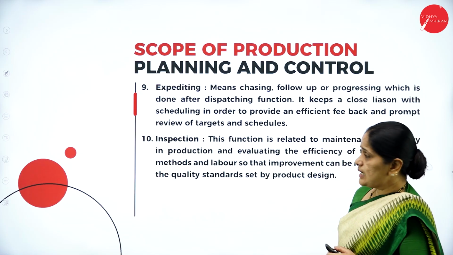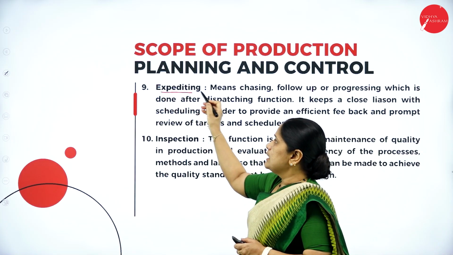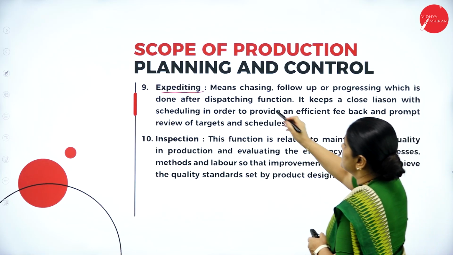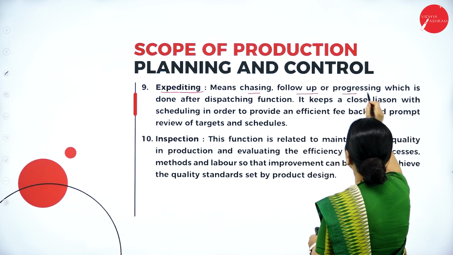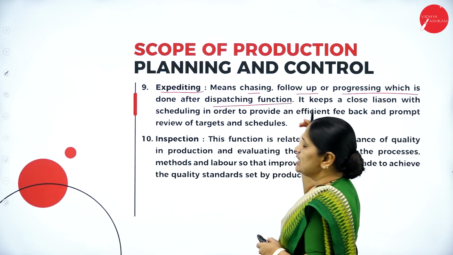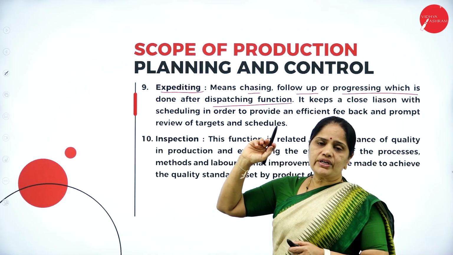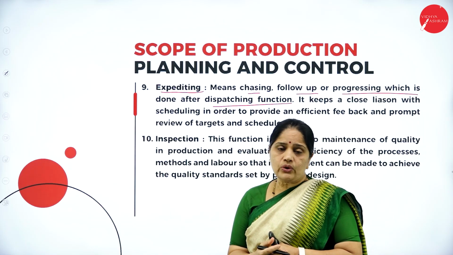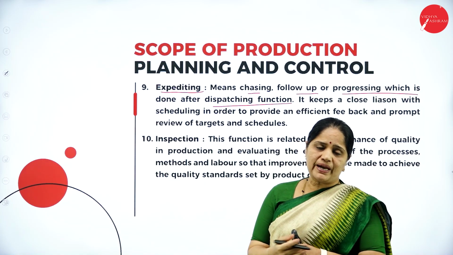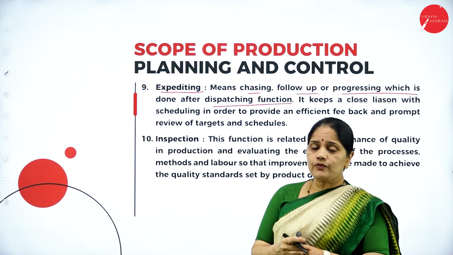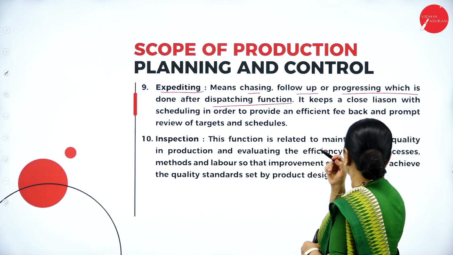Then the next scope involved is expediting. What is expediting? It means chasing, follow up, or progressing, which is done after the dispatching function. Whatever we do, we have planned it, we have given the instructions, the work is going on according to the instructions in the dispatching, and the next step is that you have to follow up. Whatever you have planned, you have to follow up.